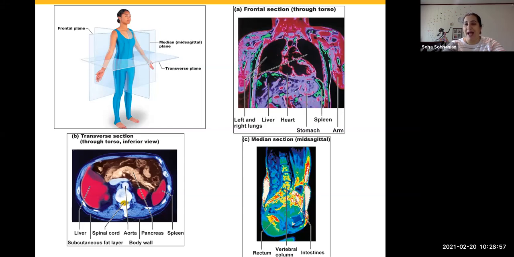Posterior means back or dorsal. So front, anterior, posterior, dorsal. And again, you can see your vertebra. Vertebra is not in the front, so it's a good way of figuring out where's your back and front.